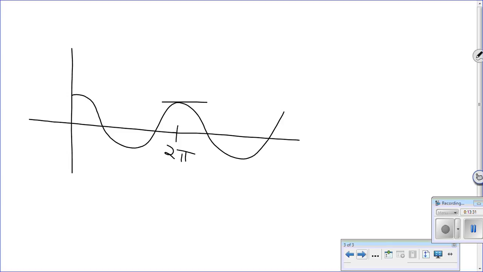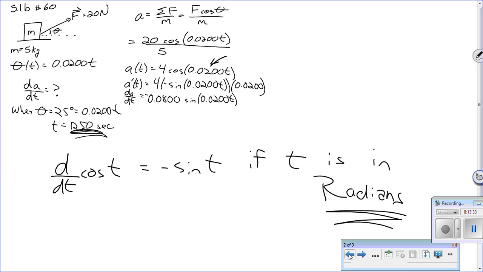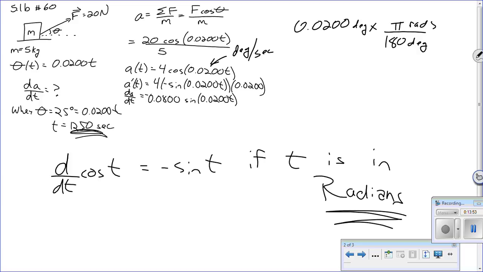So you would have considered series. Yeah. So this formula here, this is in degrees per second times t. So 0.0200 degrees times, what is it, 180 degrees is pi radians. So our acceleration with respect to time should actually be 4 cosine of, and I wrote it as pi over 9,000, but whatever, you need to find a way to.